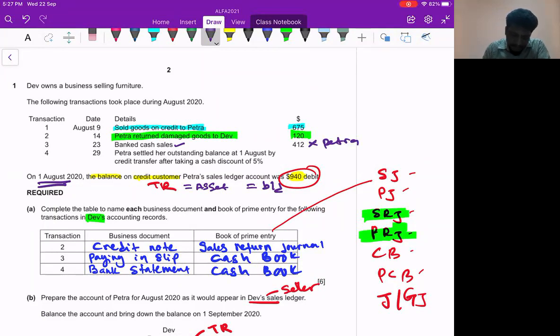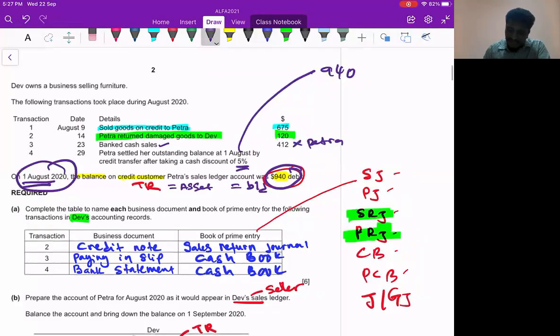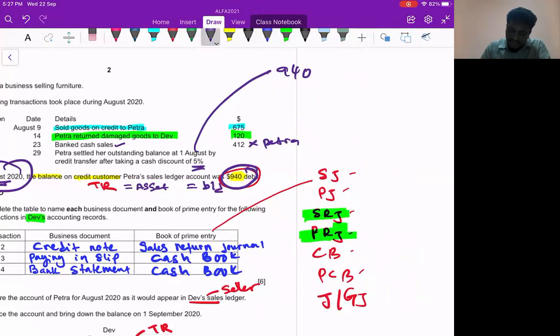Petra settled her outstanding balance on the 1st August. How much she owe me on the 1st August? On the 1st August, she owes me 940. Out of the 940, she pays me after a 5% discount. So 940 times 5%, how much? I get 47.